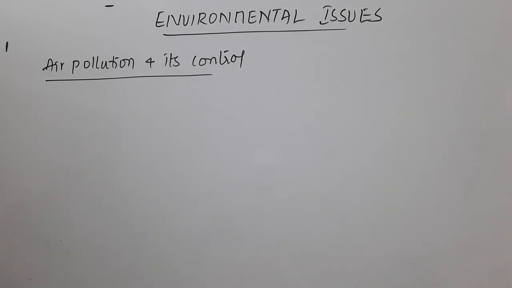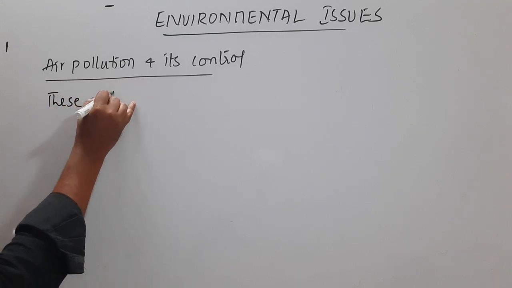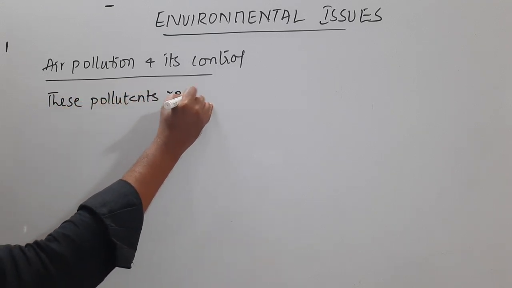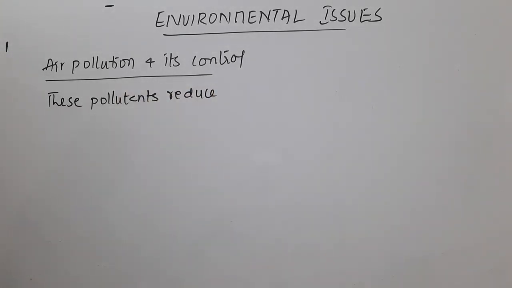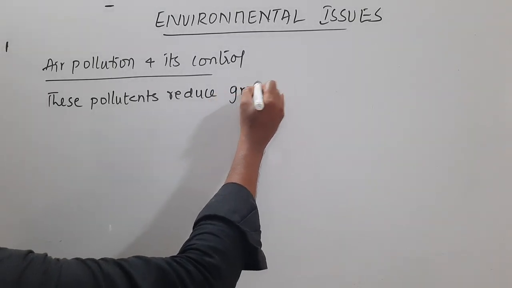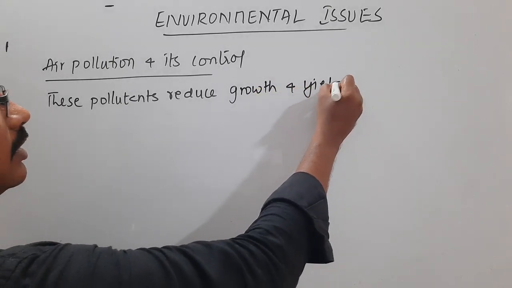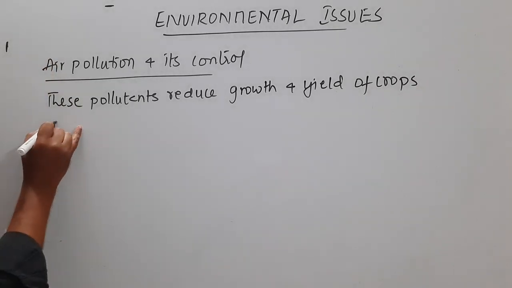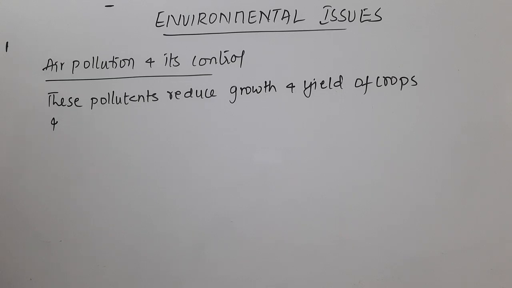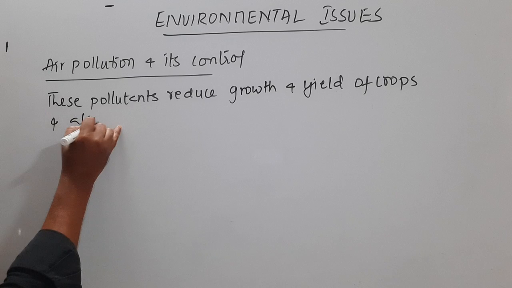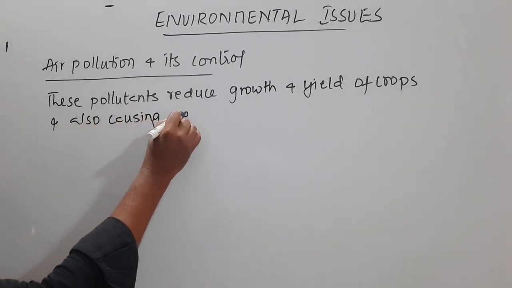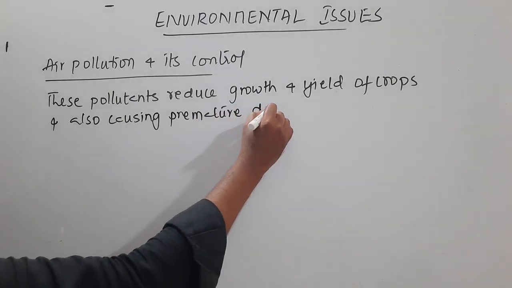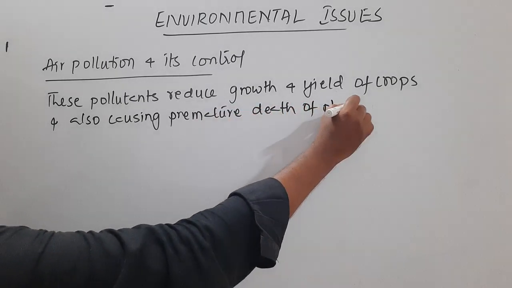Now whatever these pollutants, they are reducing the growth and yield of crops, and also causing premature death of plants.